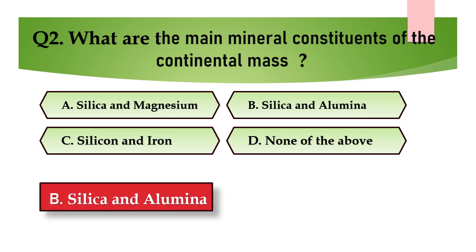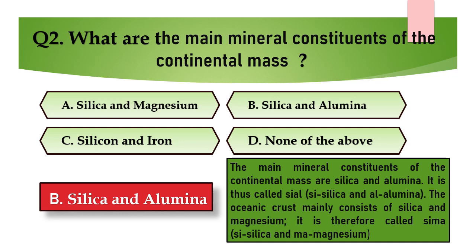The answer is B. Silica and alumina. The main mineral constituents of the continental mass are silica and alumina. It is thus called Sial. The oceanic crust mainly consists of silica and magnesium. It is therefore called Sima.